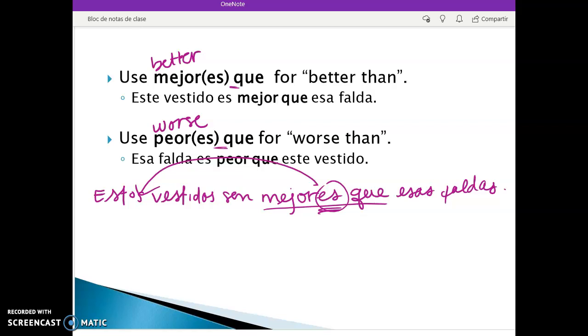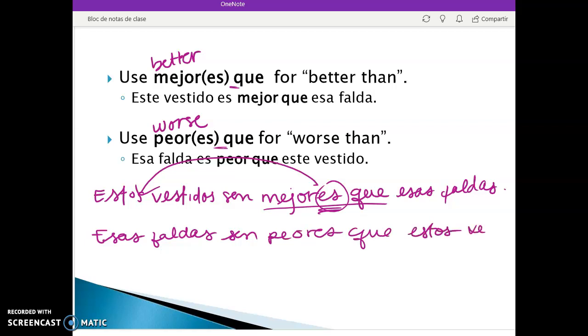We can make those plural as well. So esas faldas son peores que estos vestidos. Oops. And you'll see that it is plural, peores, the whole phrase, because of esas faldas being plural.